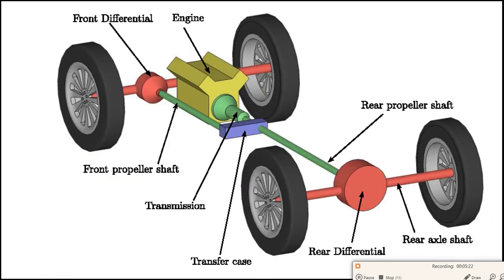Now this is the chassis of a four-wheeler. You can see here a rear propeller shaft is shown, which is used to transmit motion from the front differential to the rear differential. So it is a medium through which power is transmitted from front to rear wheel. So it is also called a transmission shaft, where power is transmitted from one place to another place.